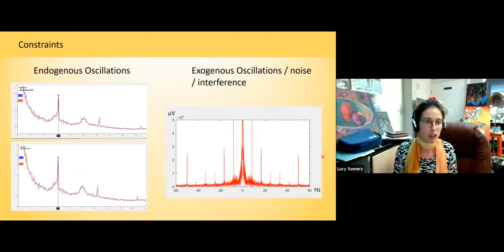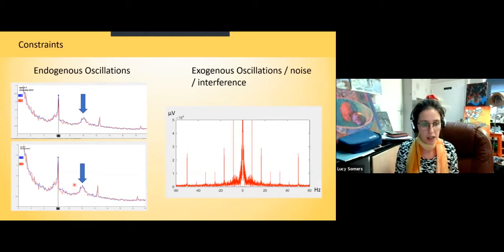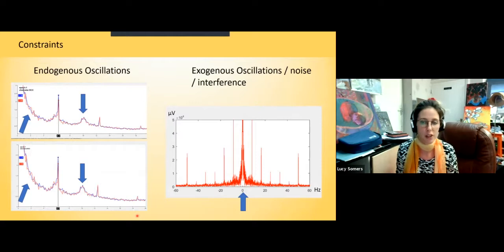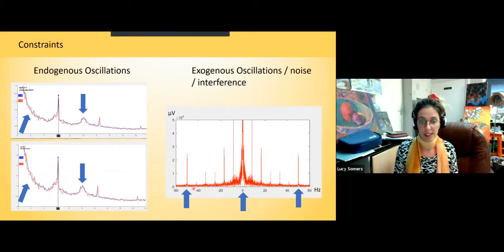So you have endogenous oscillations. So here you can see at 10 hertz, you have a peak of the alpha wave in the brain. You also have to deal with a lot of noise at low frequencies. So this is going to be caused by any interference that happens slowly, any change across the testing protocol. And you also have to be aware of 50 hertz electrical noise, which is going to give you a precise peak at 50 hertz.